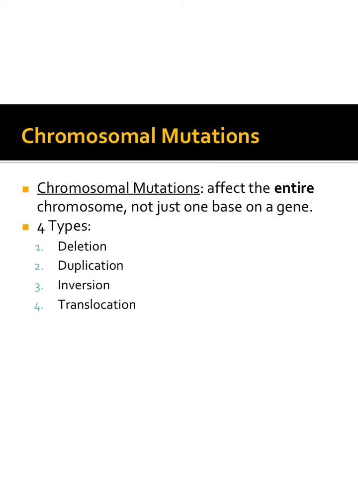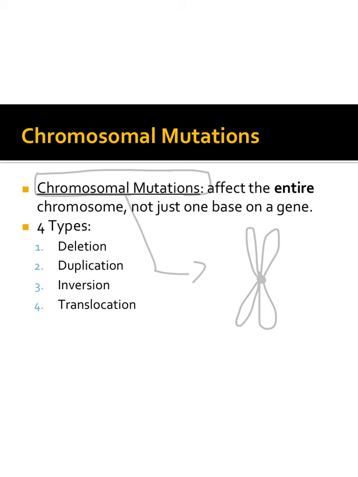Now we also have 4 types of chromosomal mutations that we are going to look at here very quickly. Chromosomal mutations affect the entire chromosome, not just one base on a gene. So remember, gene mutations, very, very specific: substitutions, insertions, and deletions. We are now on to chromosomes that would affect an entire chromosome, which can hold hundreds or thousands of genes. Okay, 4 types we'll look at on the subsequent slides: deletion, duplication, inversion, and translocation. So let's get to it.